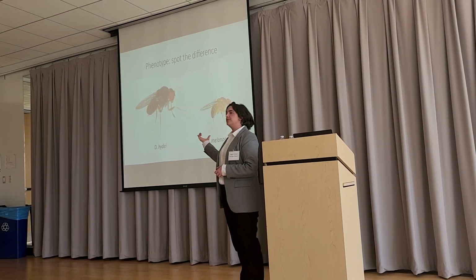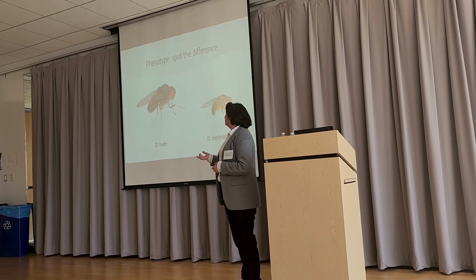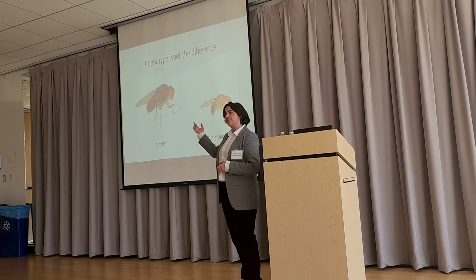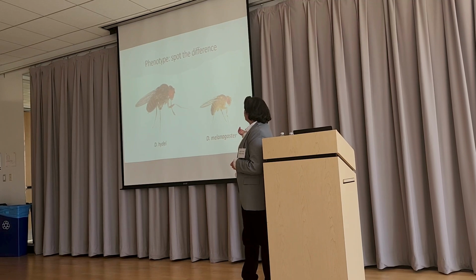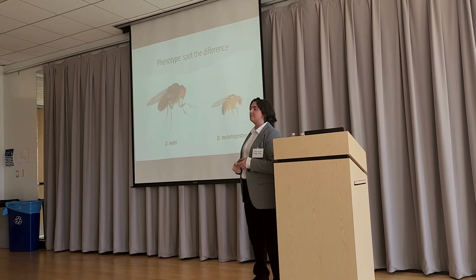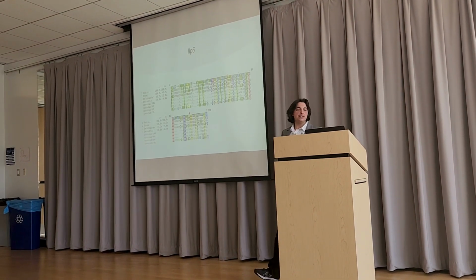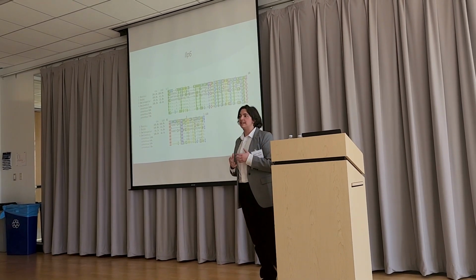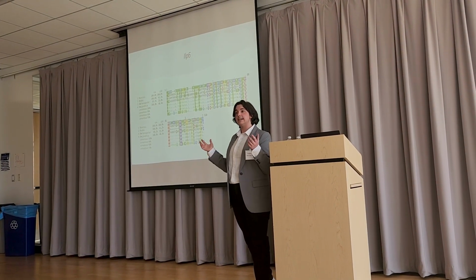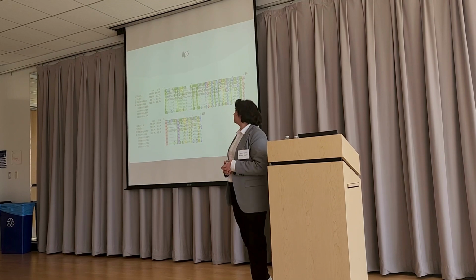So these are the 2 species that I'm going to be focusing in on, which is Drosophila hydei, which is the larger, darker fruit fly, and Drosophila melanogaster, which is the smaller and more yellow one. And I chose these species specifically because they represented 2 different subgenuses in the Drosophila genus.